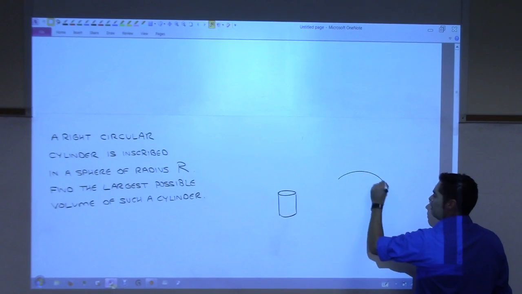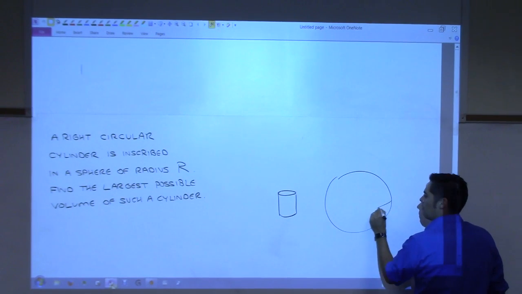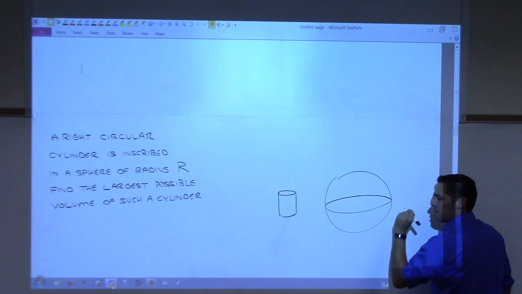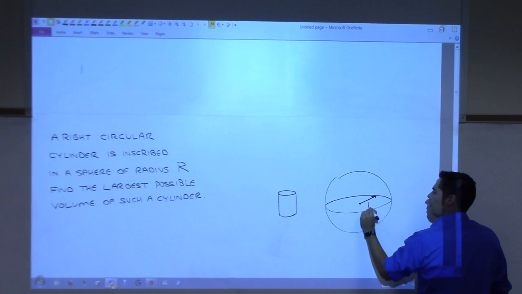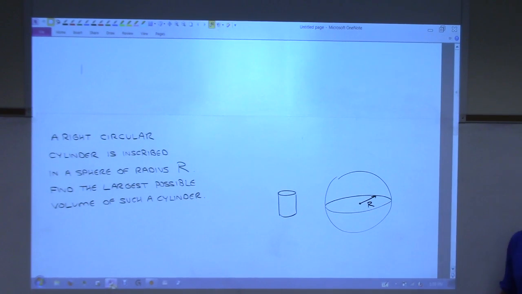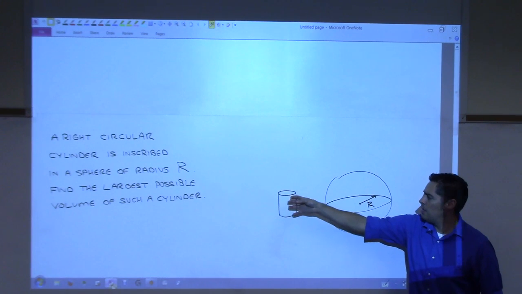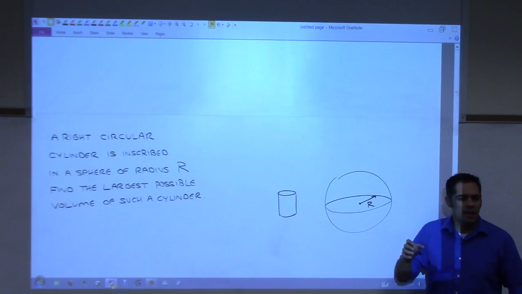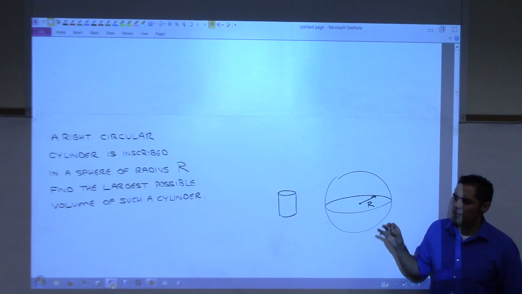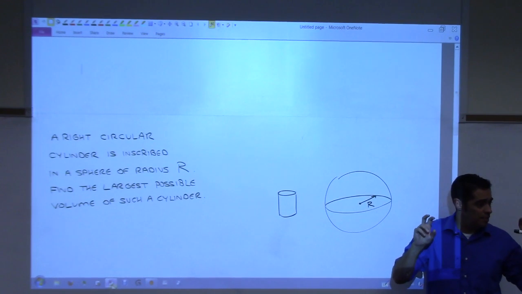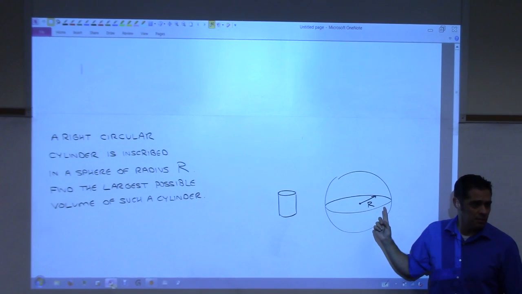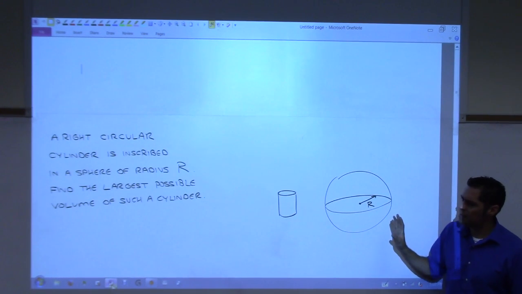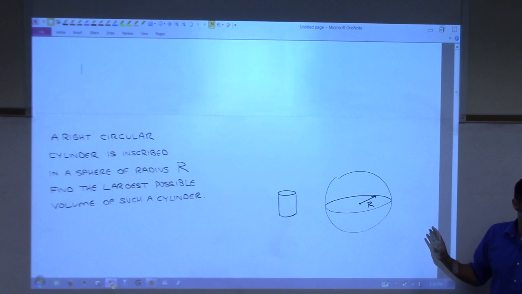So you have a sphere here, and this sphere has a fixed radius of capital R. All right? So you're going to put this cylinder inside of the sphere in such a way that it is what we call inscribed, which means that it must touch the edges of the sphere. So can you visualize the different ways you could do this?